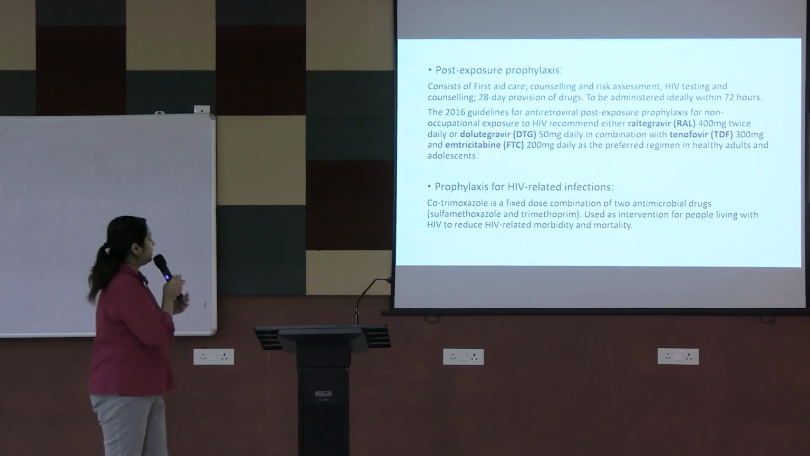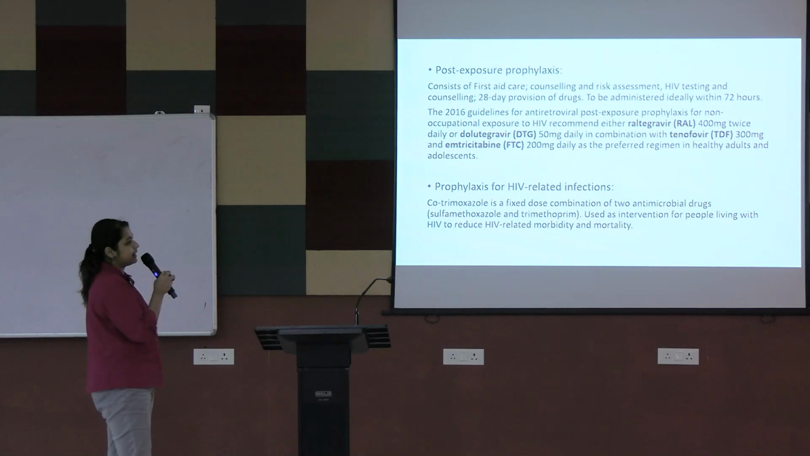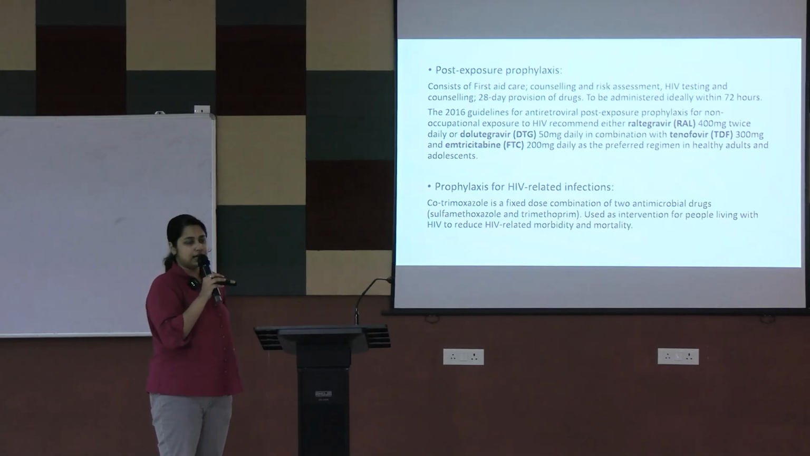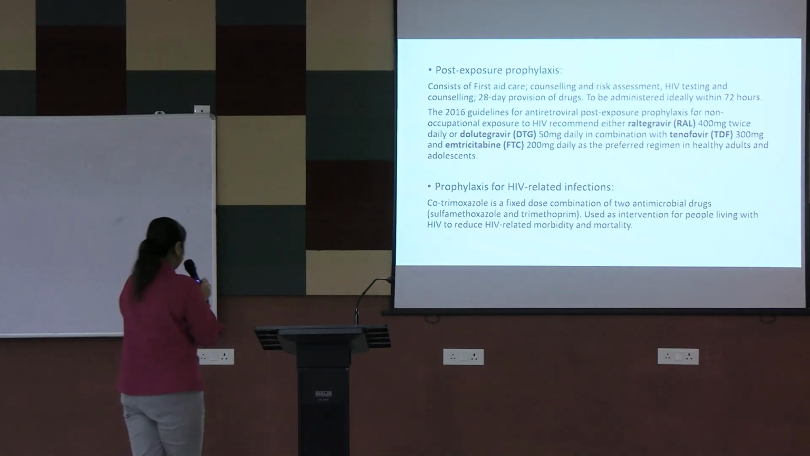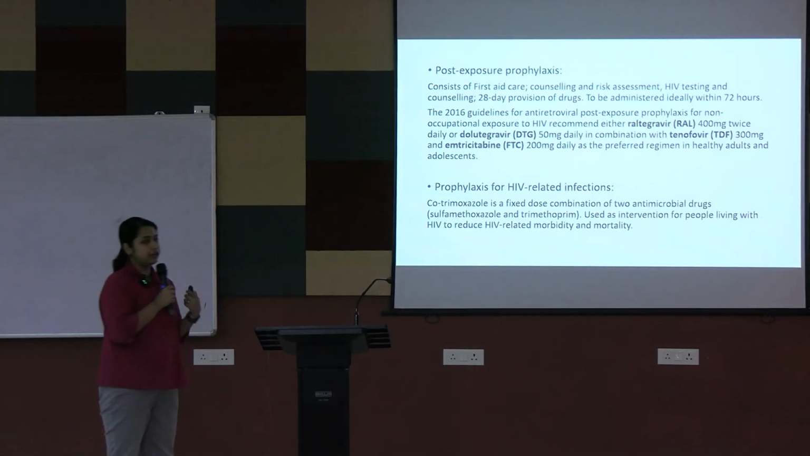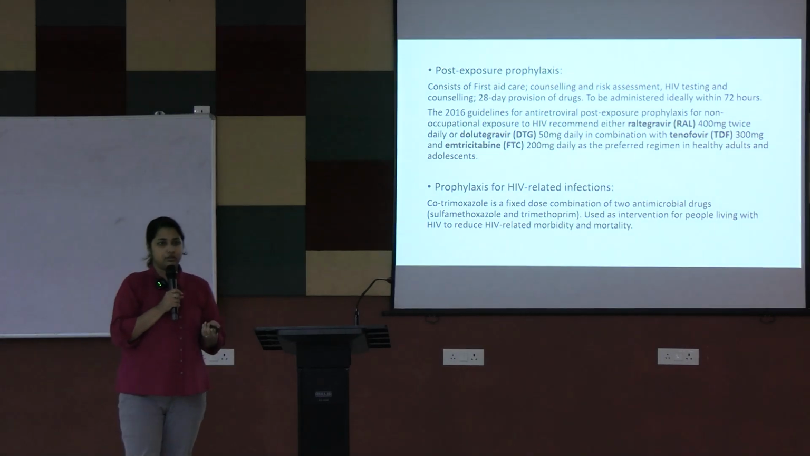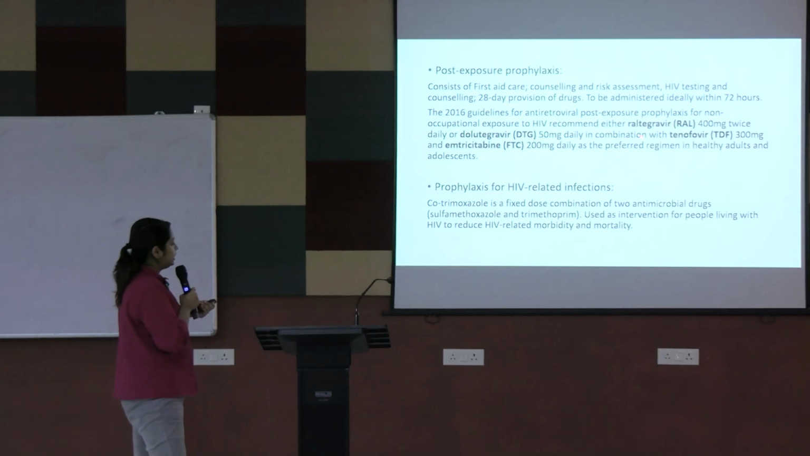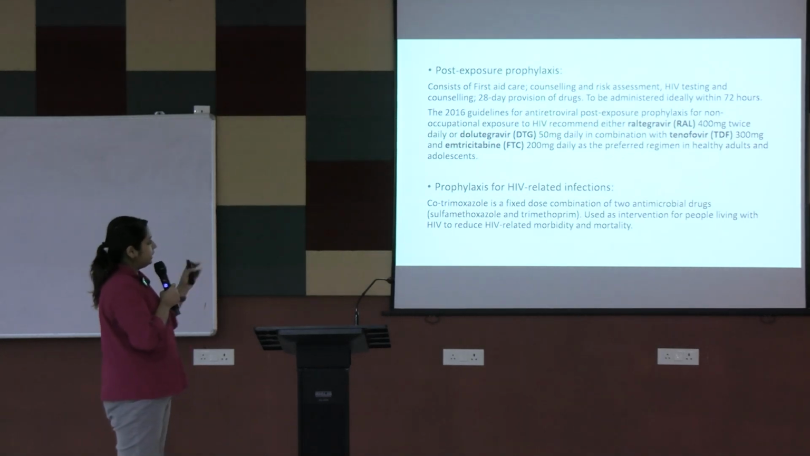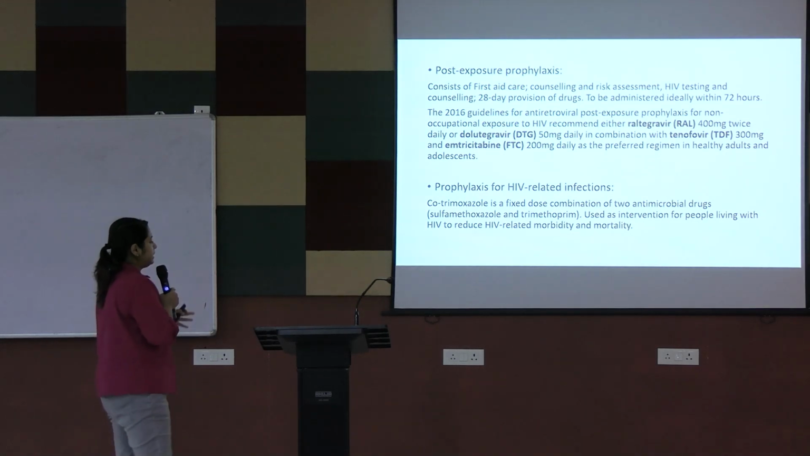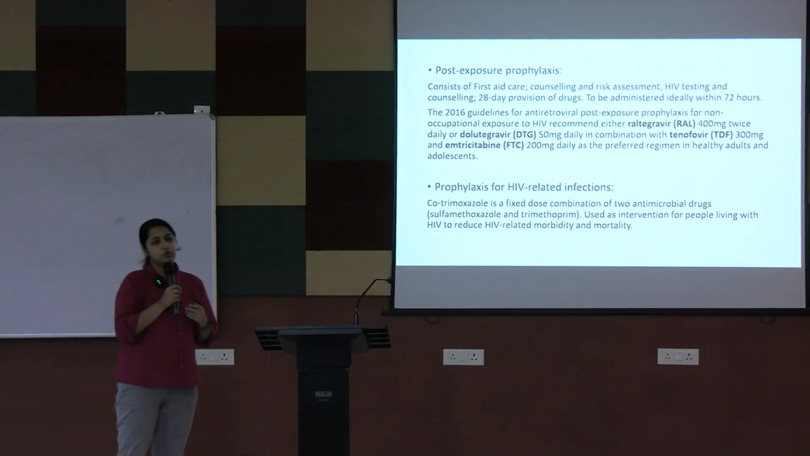Now, after treatment, there is the post-exposure prophylaxis. You do not have HIV, but you have been exposed to an HIV positive person. So, what can you do? This consists of first aid care, counseling and risk assessment, HIV testing, and then you have to take the drug for 28 days. And ideally, it should be started within 72 hours. So, either raltegravir or dolutegravir in combination with tenofovir and emtricitabine. So, this is the preferred regimen in healthy adults and adolescents for post-exposure prophylaxis.